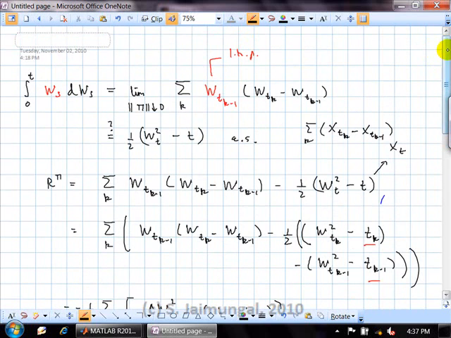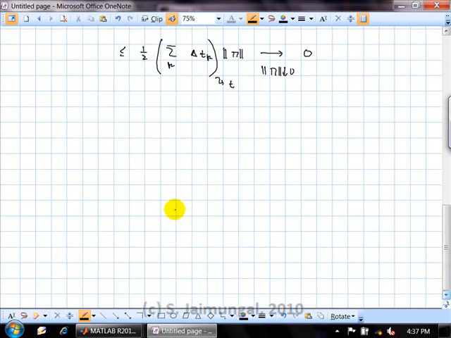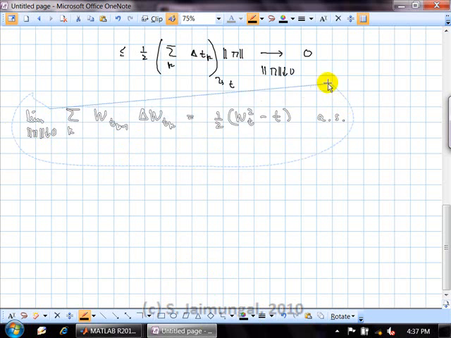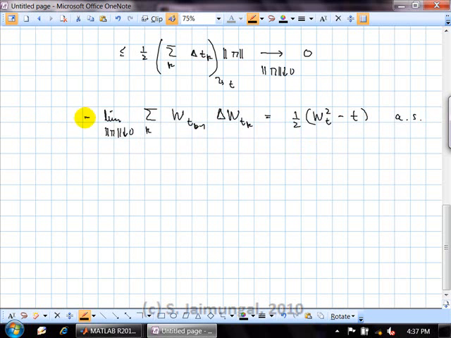So what we've then shown is in fact that this sum of W_{t_k} minus W_{t_{k-1}}, I might as well just write it like this, the increment of W, is equal to 1/2 (W squared minus t), almost surely, and the left-hand side there is by definition the stochastic integral of W_s dW_s. Okay? Questions?